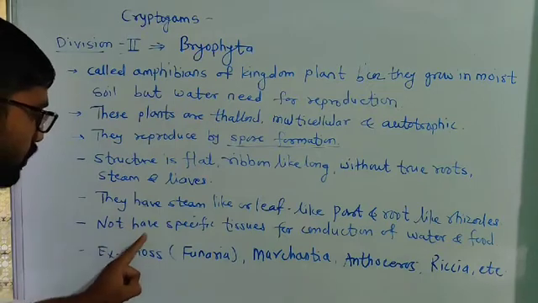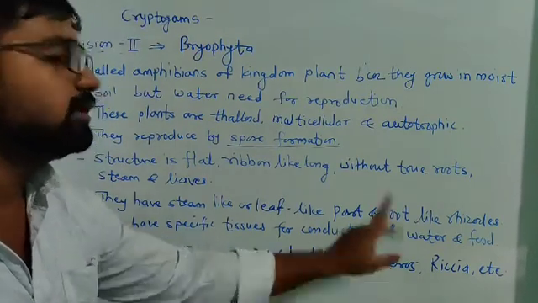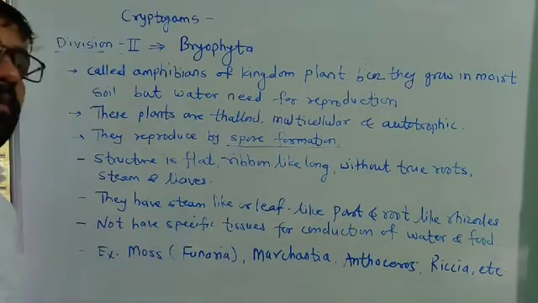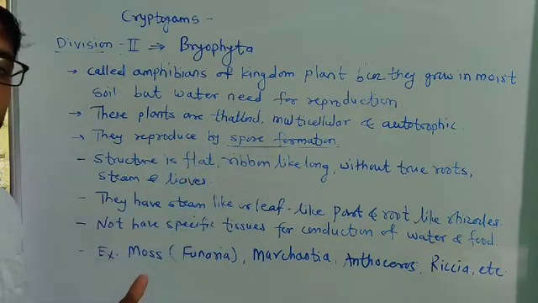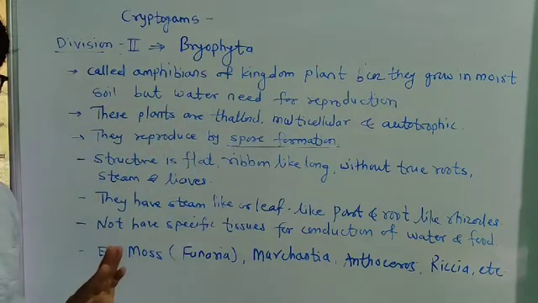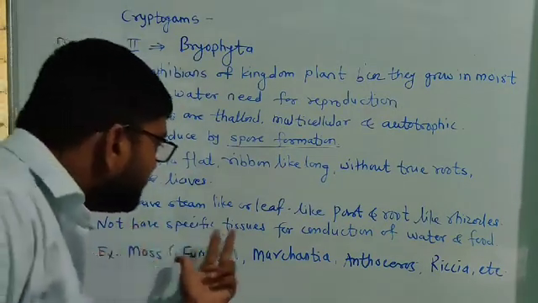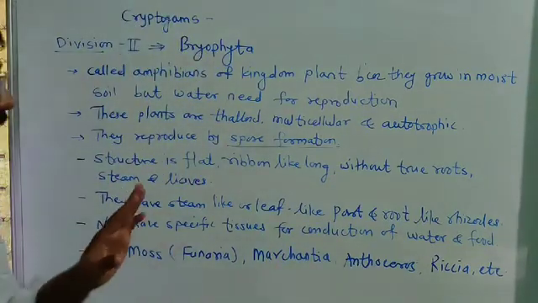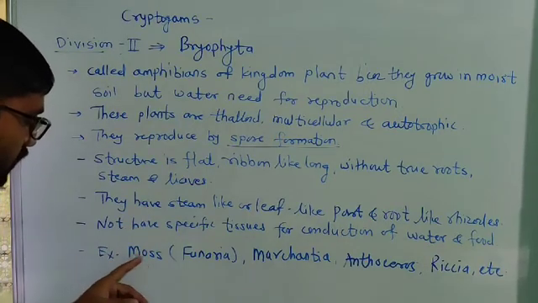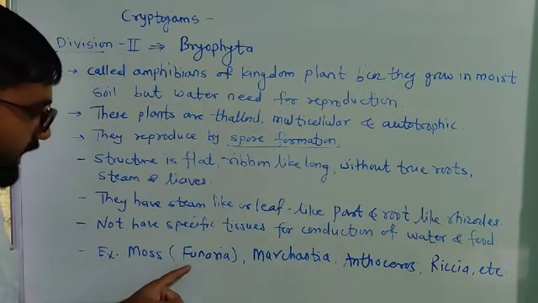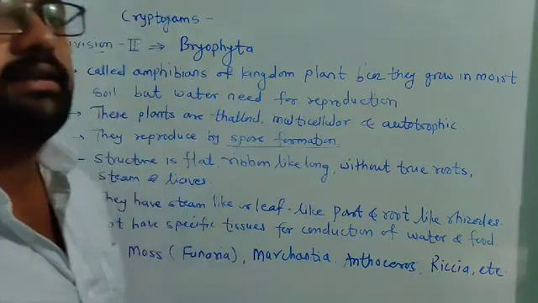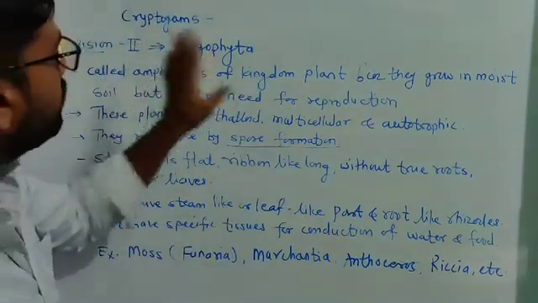They do not have specific tissue for conduction of water and food. We know this specific type of tissue is present in well developed plants, but this division Bryophyta is not well developed. So that is why we do not see these specific tissues for conduction of water and food there. And their examples are what? Moss, also called Funaria, then Marchantia, then Anthoceros, then Riccia are the examples of this division Bryophyta.